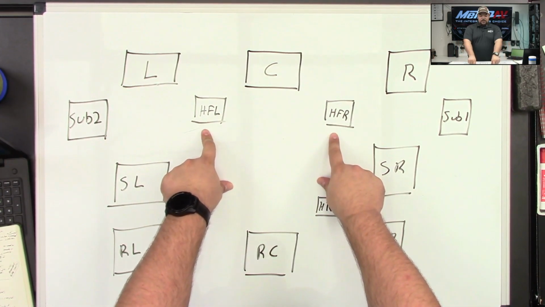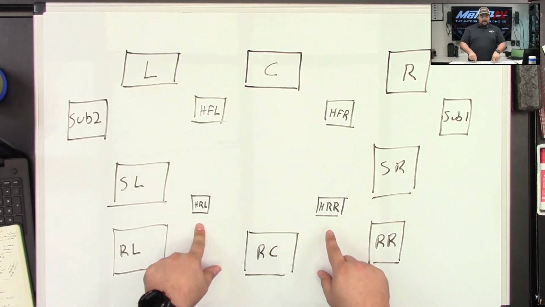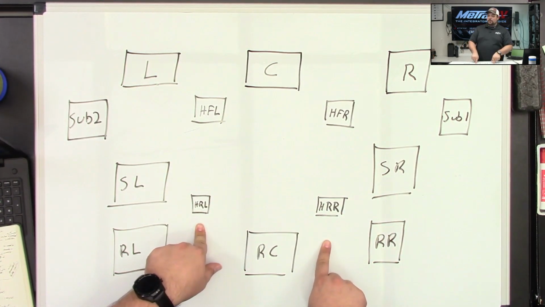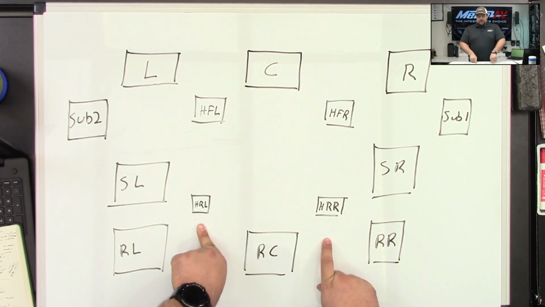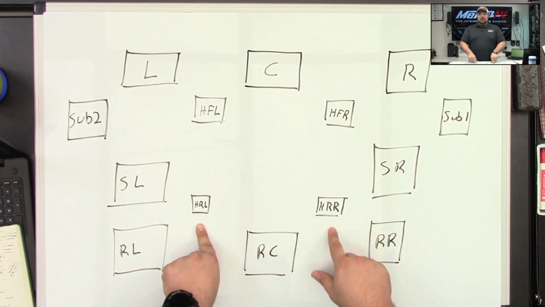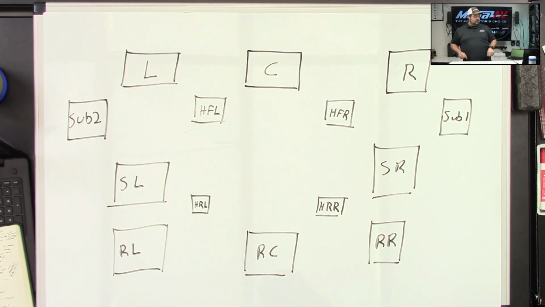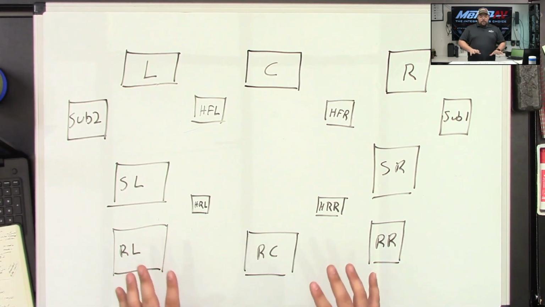We have our height speakers, our height front left, height front right, and our height rear left and our height rear right. Try to say all of this like 10 times fast. I stumbled over all of this so many times, but the rear right is what really throws me. That's a fun one. But anyways, let's go ahead and look at what we have going on here.